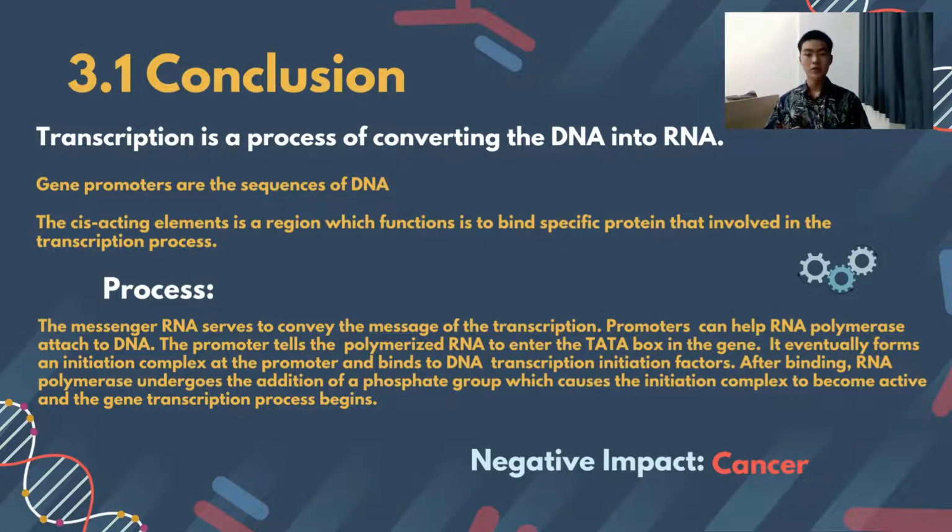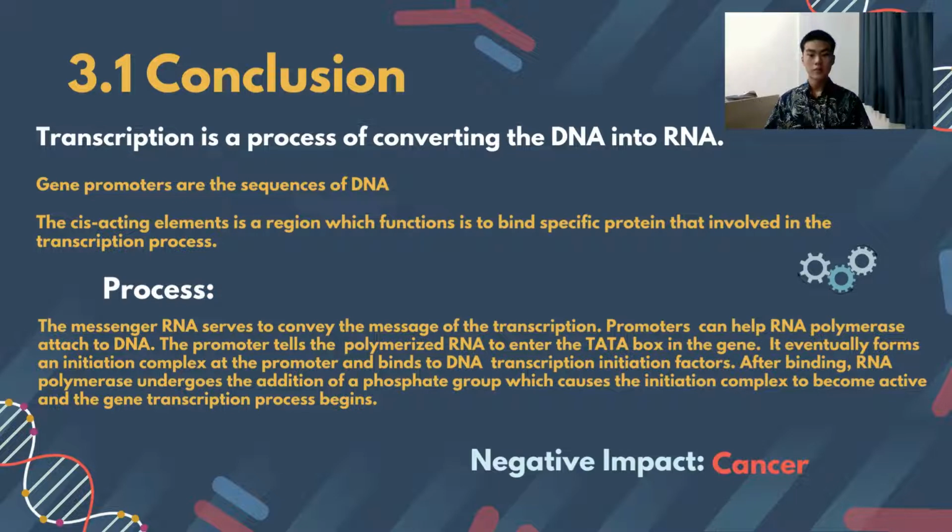So what is the conclusion? Firstly, we know that transcription is a process of converting the DNA into RNA. The gene promoter is the sequence of DNA which is located in the early end of the area that gives code to the genes and also contains several cis-acting elements. The cis-acting elements are regions whose function is to bind specific proteins that are involved in the transcription process.